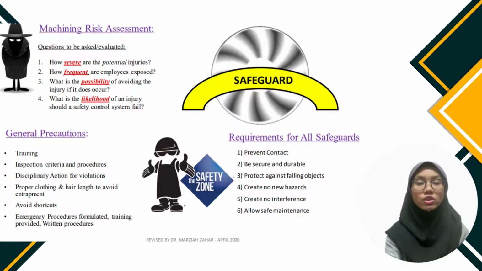Machine guards should not obstruct the operator's view and create no interference. This means that any safeguard which impedes a worker from performing the job quickly and comfortably might soon be overridden or disregarded. Proper safeguarding can actually enhance efficiency since it can relieve the workers' apprehensions about injury. So, the safeguard must allow for safe maintenance.